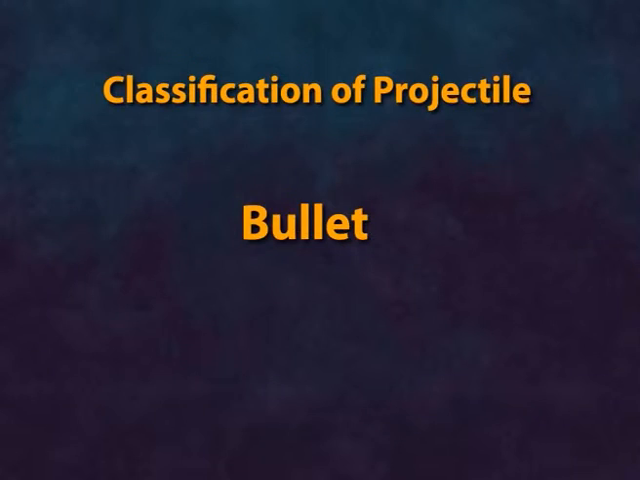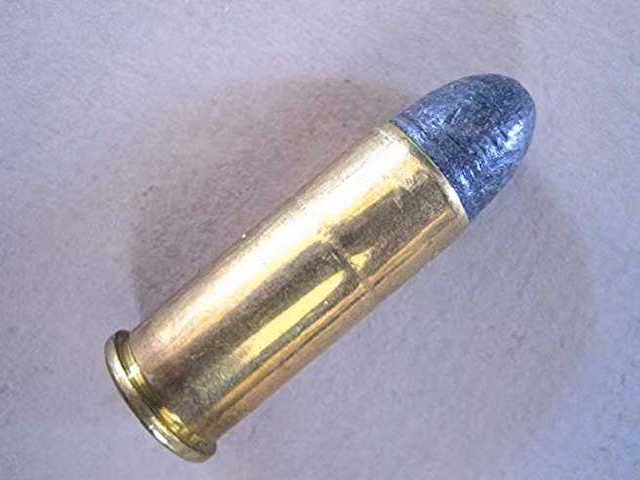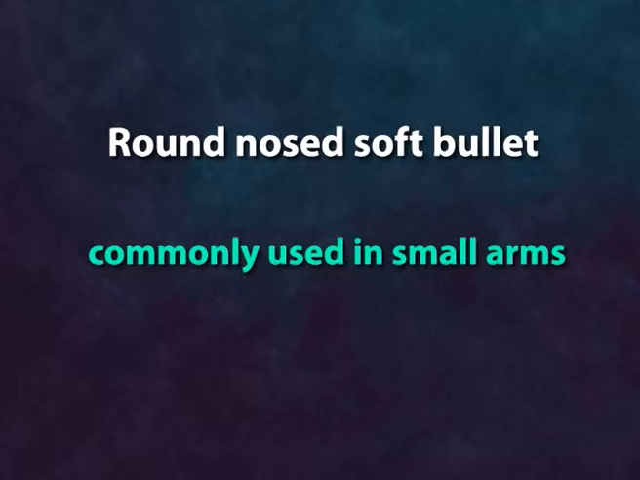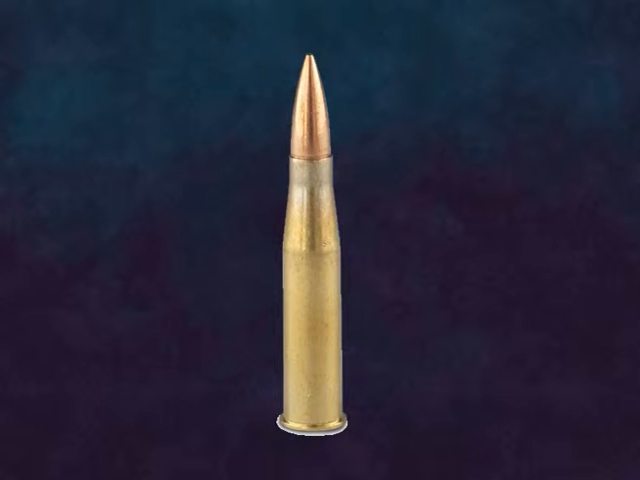Next is classification of projectile. First we will study about bullet. The traditional bullet is made up of soft metal with a rounded nose. The metal used is lead, but varying amounts of antimony is added to it in order to provide hardness to it. This type of bullet is also known as round-nosed soft bullet and is commonly used in small arms. Rifle bullets are arced and streamlined.